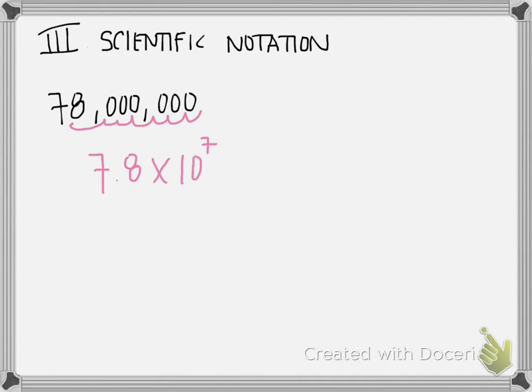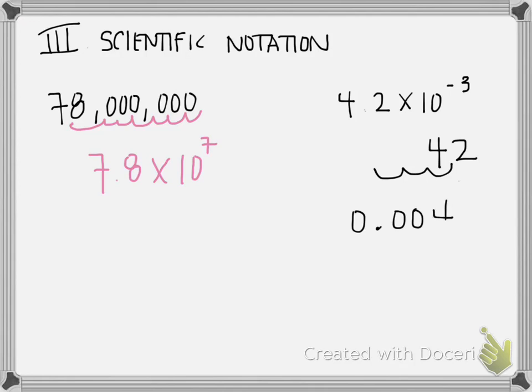Alrighty. What about taking a number out of scientific notation? So if it was 4.2 times 10 to the -3rd power. Okay, so this is a very small number. So if I was going to take this out of scientific notation, you're going to move your decimal place 1, 2, 3. 3 places to the left here. So your answer here would be 0.0042.